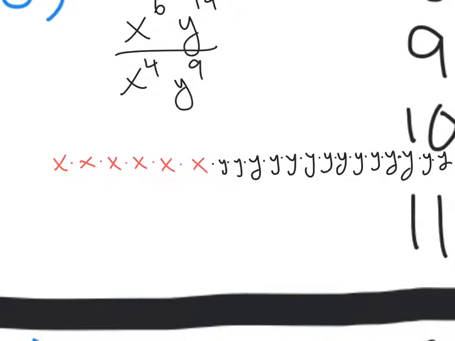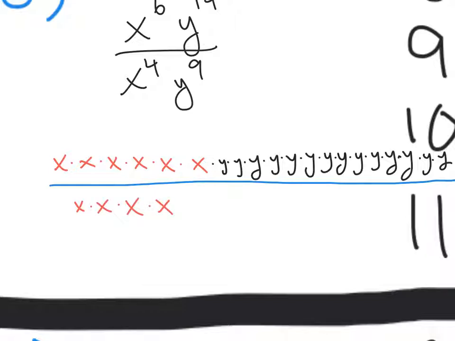All right, let's draw our fraction bar. Really long fraction. Okay, and then let's do the bottom part. Let's expand that out. That would be x times x times x times x. And then here it's not as bad. We've got 9 y's this time.